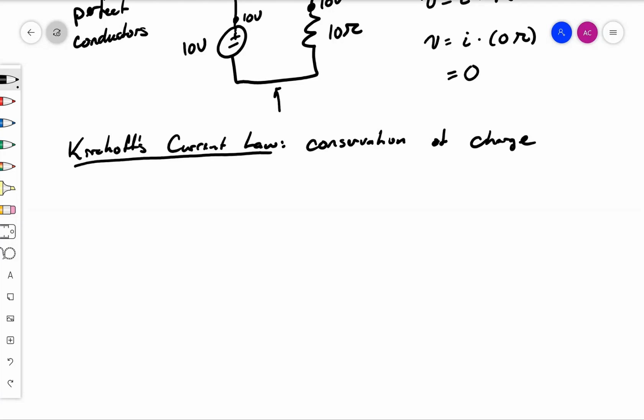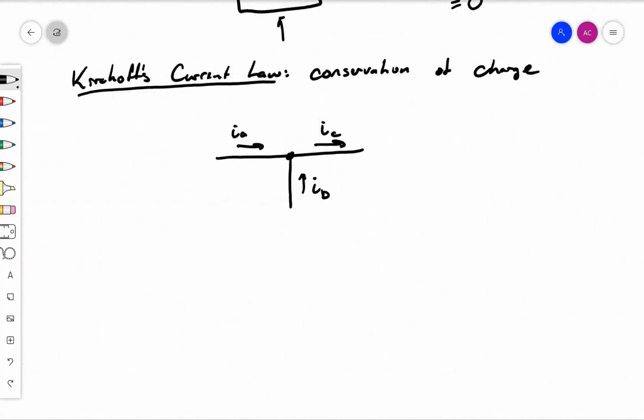Okay, so if we have a node like this, there are 3 branches on this node. Say there's a current this way, a current this way, and a current that way. So there are 2 currents entering the node and 1 current leaving the node. Let's call these IA, IB, and IC. What Kirchoff's current law says is that the sum of the currents entering, so IA plus IB, has to equal the sum of the currents leaving.